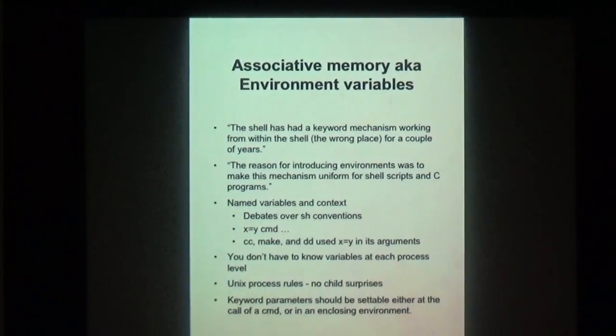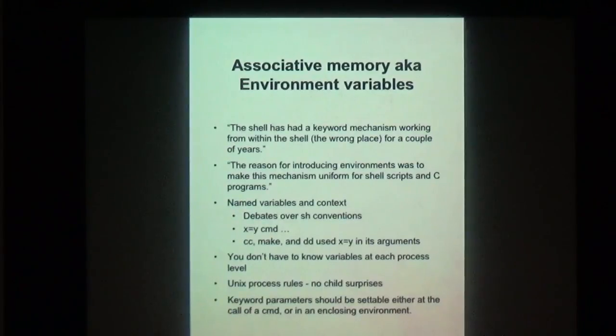There were debates because using the x=y notation was a bit of a problem. The first iteration of this was that I just chose x=y, and wherever it appeared, I used it to set variables. That's a problem because dd and some other commands have that as an argument form. So in the end, we agreed to put x=y before the command name, and that would set variables. Anything like x=y after the command name would be left alone. That was the compromise on the syntax side of it. To get the environment variables to work, though, you want to make sure that there are no child surprises. That was the golden rule in Unix, that a child process wasn't surprised by something the parent did.